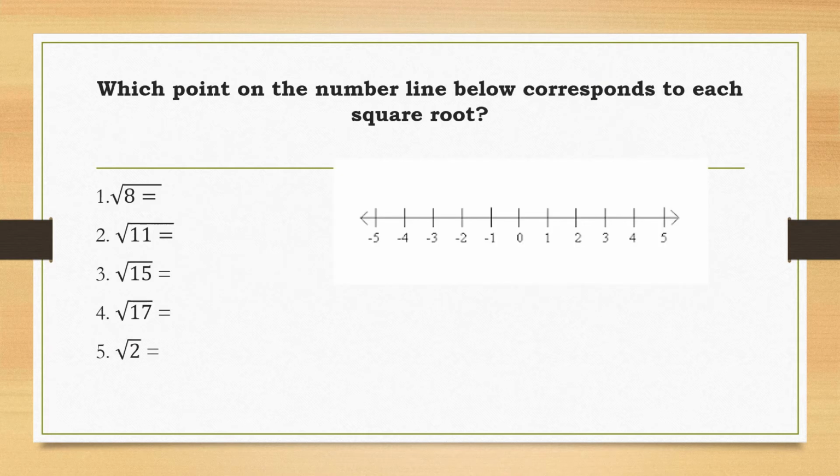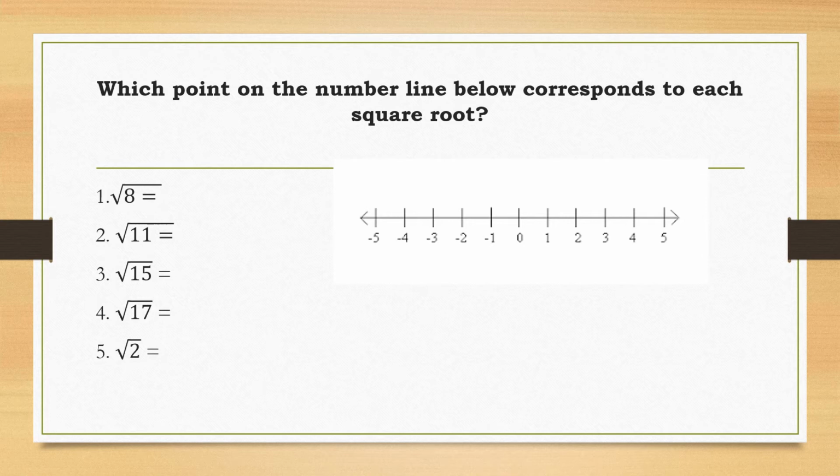Okay? Now, let's have some exercises here. Which point on the number line below corresponds to its square roots? Okay, so we have here the square root of 40. All right, we know that the square root of 40, so you can use your calculator if you have a scientific calculator. And the square root of 8 is equal to 2 point.